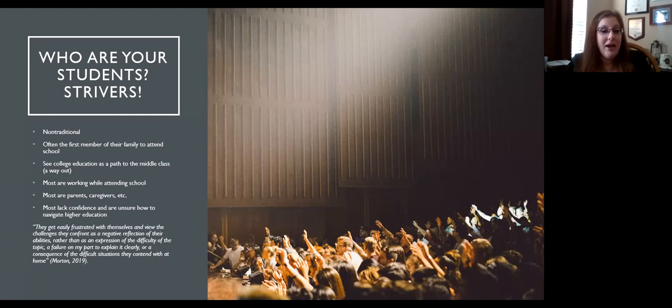And we see them in our classrooms, and we see them kind of struggling to make sense of and to navigate this new world because they're not familiar with it. These students, these strivers, often see college education as a path to the middle class, or as a way out of a certain standard of living or existence that they want to climb out of and do better. And so they see college as a means to an end, a pathway to the middle class. Most are working while attending school, so they have a lot of competing priorities for their time.